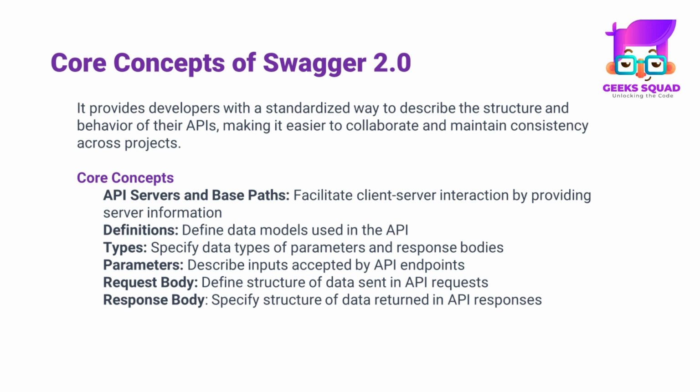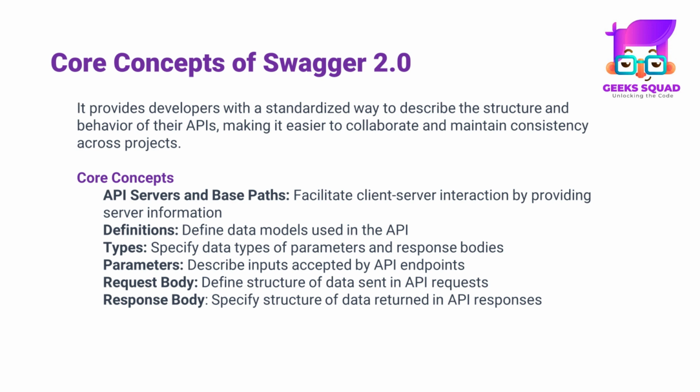Types, on the other hand, specify the data types of parameters and response bodies, ensuring consistency and clarity in data exchange. Parameters describe the input accepted by API endpoints. These can include query parameters, path parameters, header parameters, and form parameters. By defining parameters in your Swagger specification, you provide clients with information on how to interact with your APIs.